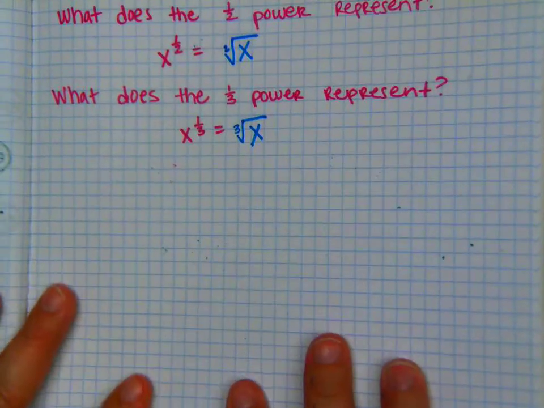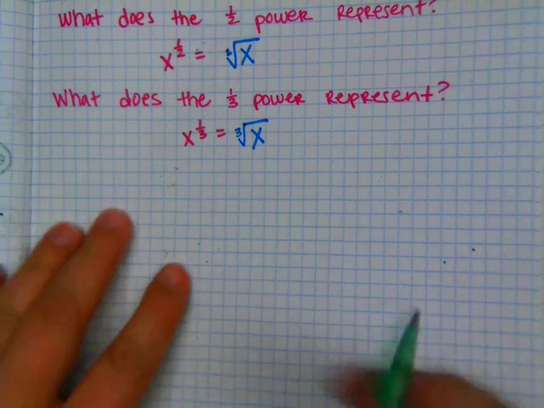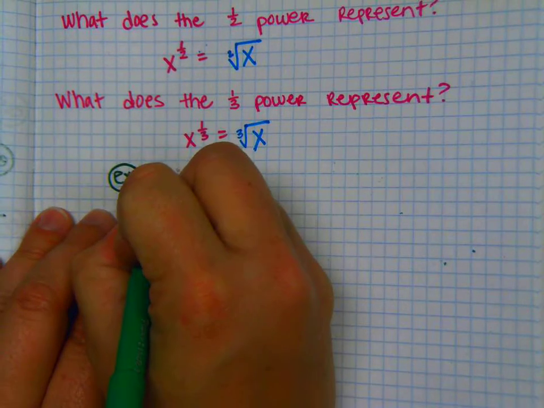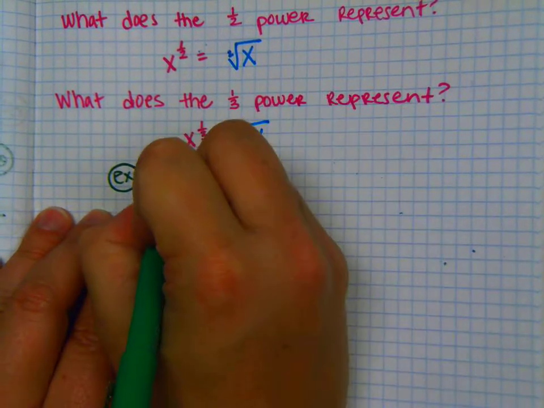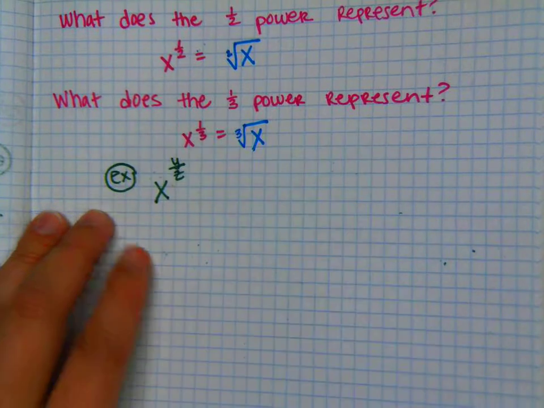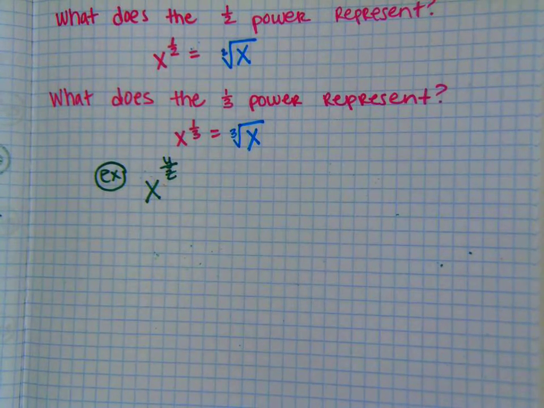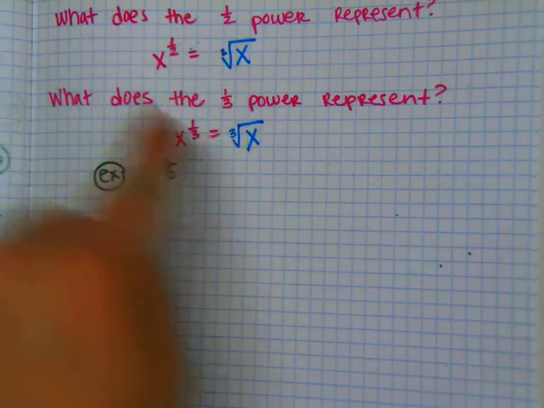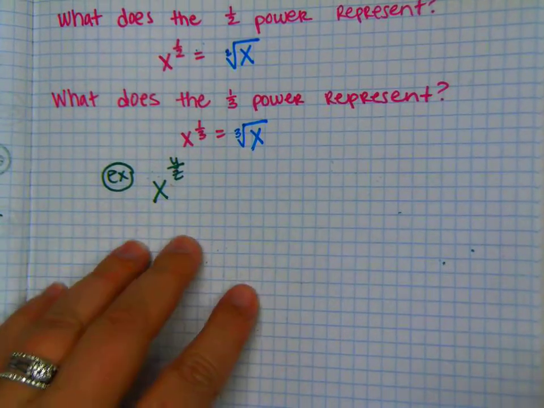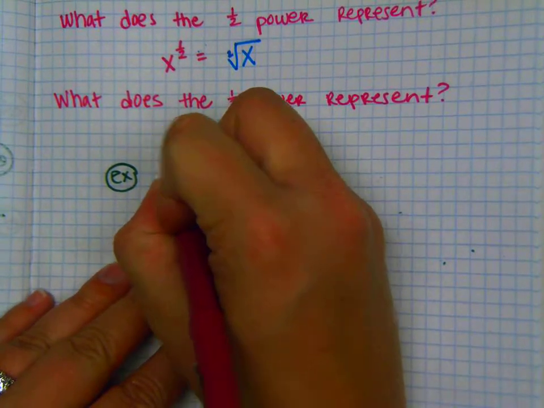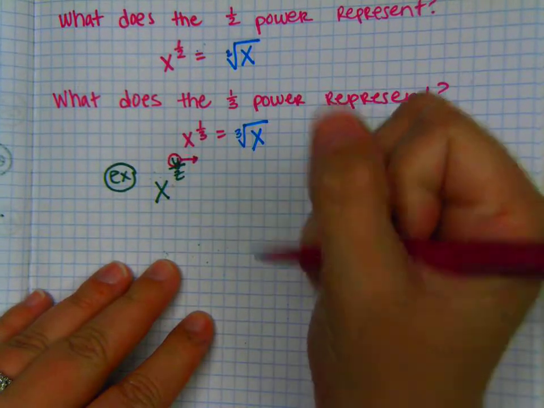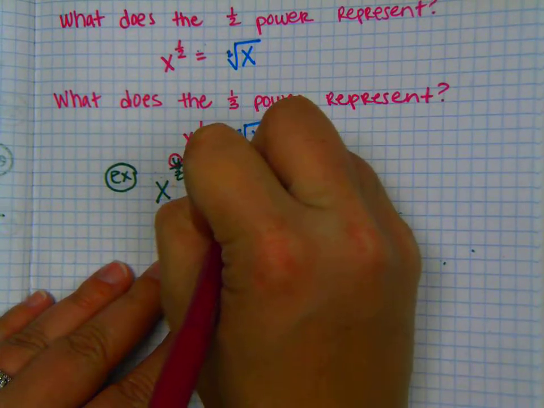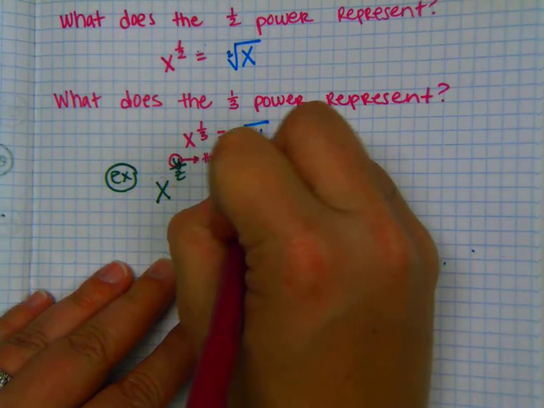Now moving on, let's look at an example. Let's say we have x to the y over z. Okay? So we have a base and then we have a fractional exponent. We know we're going to write it somehow like this because that's what I just showed you. The y, the top number, the numerator, that's going to be the power of the base. And what does that mean?